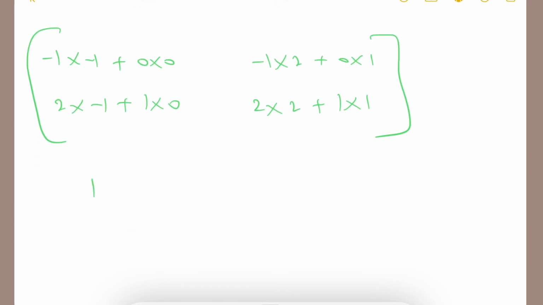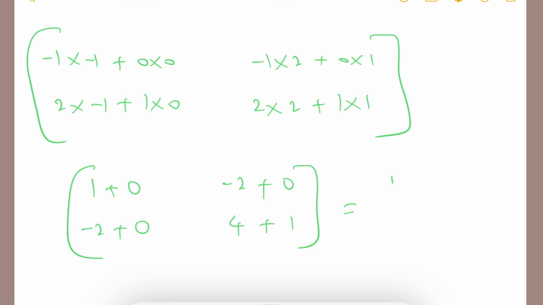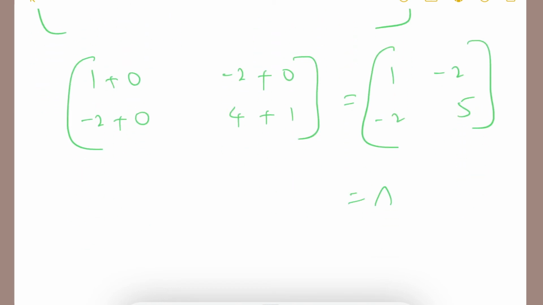minus 2 plus 0 is minus 2, and 4 plus 1 is 5. So this will become 1, minus 2, minus 2, 5. Okay, now this is the value of A transpose into A.